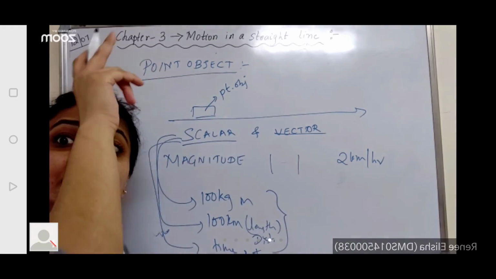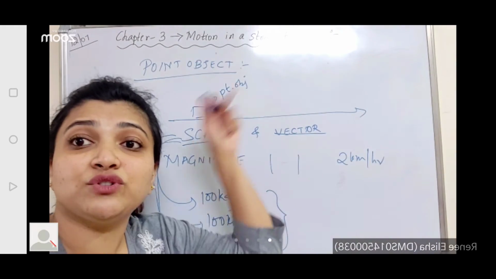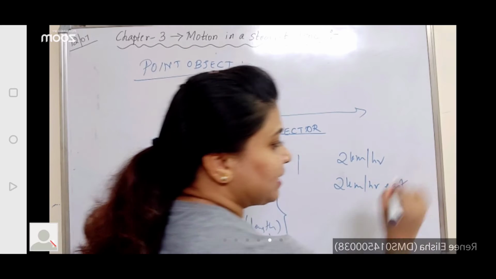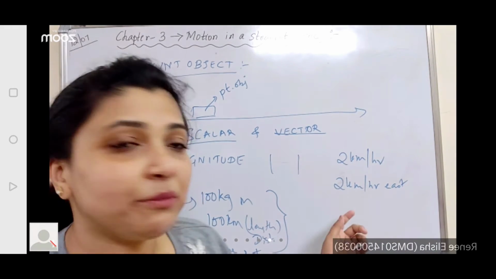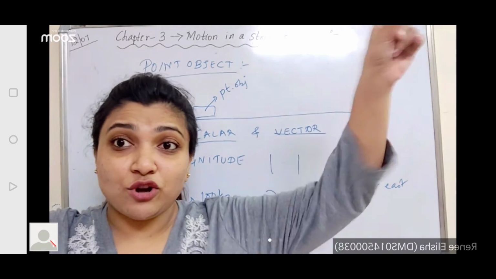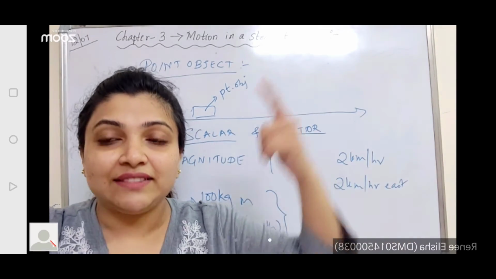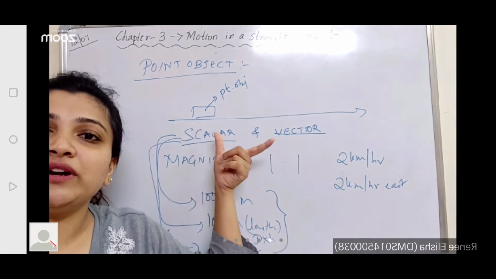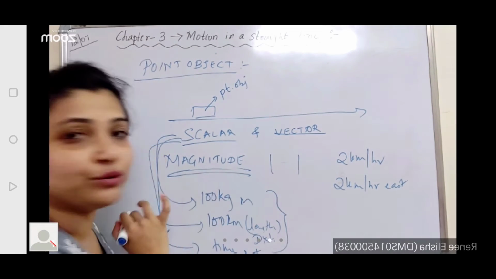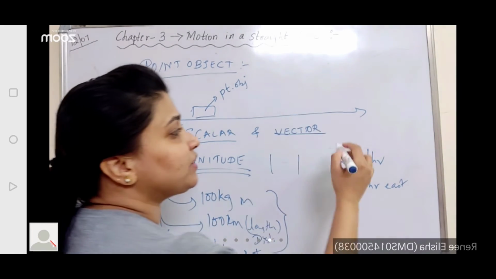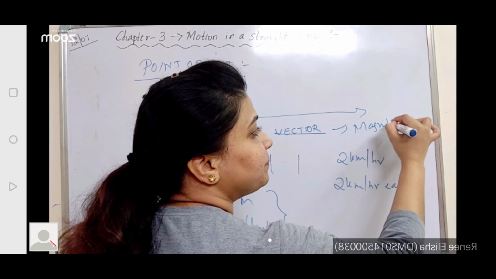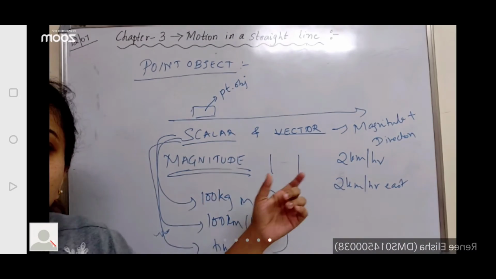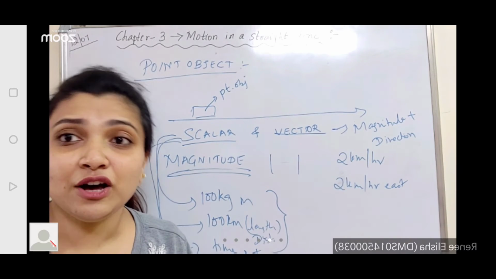If I'm specifying the direction, then speed with direction gives rise to velocity. Right? So if I'm saying 2 km per hour east, this is velocity. If I'm saying 2 kilometers per hour west, see, east, west, north, south, that means I'm specifying direction. That speed changes to velocity and that becomes a vector quantity. So scalar quantities are the quantities which only have magnitude, but they do not have direction. But vector quantities are the quantities which have magnitude plus direction. Magnitude along with direction gives rise to vector quantities.